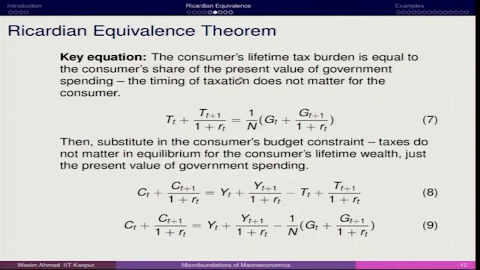Now, here we have the consumer's lifetime tax burden, which is equivalent to the consumer's share of the present value of government expenditure. The timing of taxation does not matter for the consumer. So, here we have T_t plus T_{t+1} upon 1 plus r_t is equal to the amount T_t, the tax from the individuals, and where is this individual tax coming from?